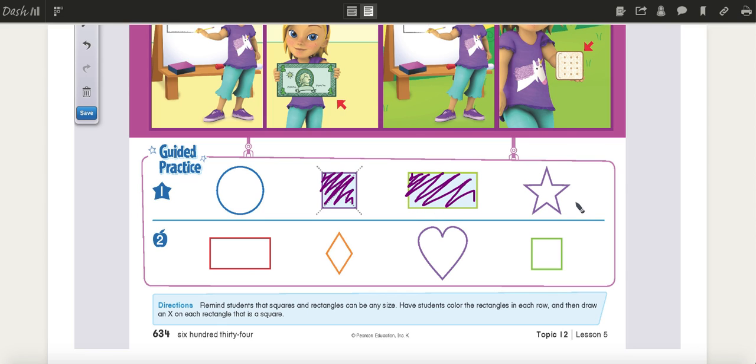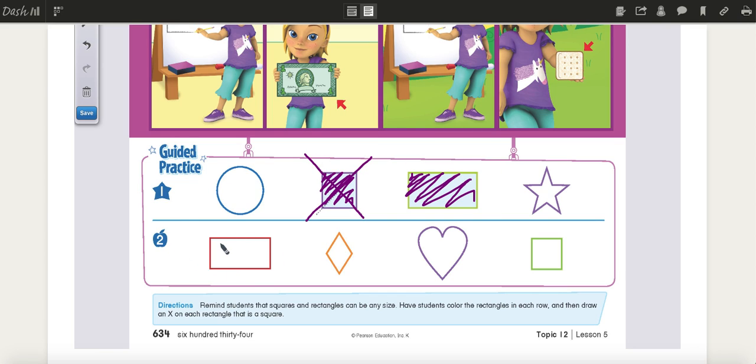Let's look at the last one. What is that? A star. So we'll leave that blank. And then step 2 said, draw an X on each rectangle that is a square. So this one is a square, so we're going to go ahead and put an X on it. Is this one a square? No, it's not, because all the sides are not the same length. Let's go to number 2.